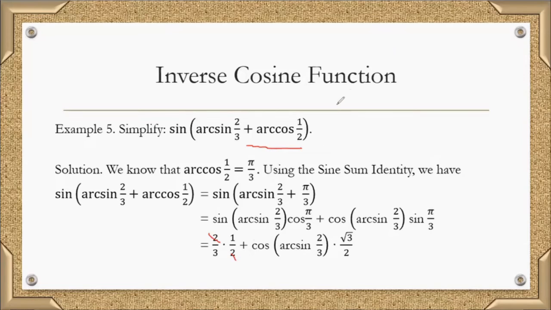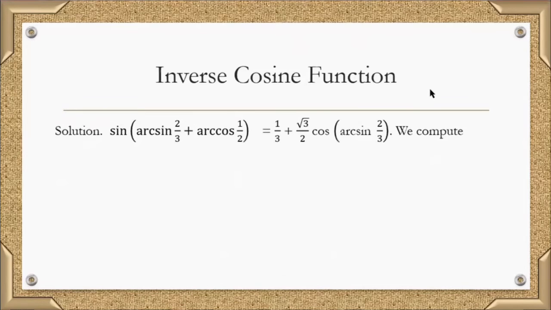Then, ang mangyayari ngayon, ayan. 1/3, inayos lang natin yung form. So, 1/3 plus yung square root of 3 over 2, pwede siya sa unahan ng cosine. Square root of 3 over 2 cosine arc sine 2/3. Then, di pa tapos siya na. Tutuloy pa natin yan. Okay, so dito tayo nag-end. Yung given natin, sine of arc sine 2/3 plus arc cosine 1/2, is equals to 1/3 plus square root of 3 over 2 cosine arc sine 2/3.